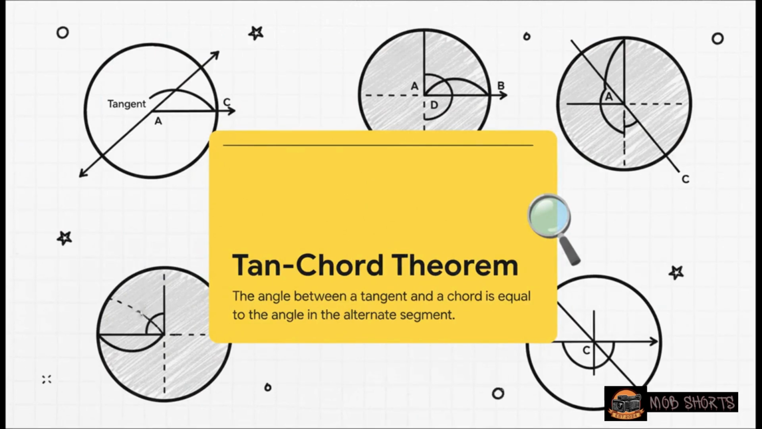Okay, this next one, the tan chord theorem. It's a little more advanced, but wow, is it powerful. It's like a bridge connecting the world outside the circle to the world inside. Basically, the angle between the tangent and a chord is always equal to the angle in the alternate segment. It's a really cool connection to have in your back pocket.